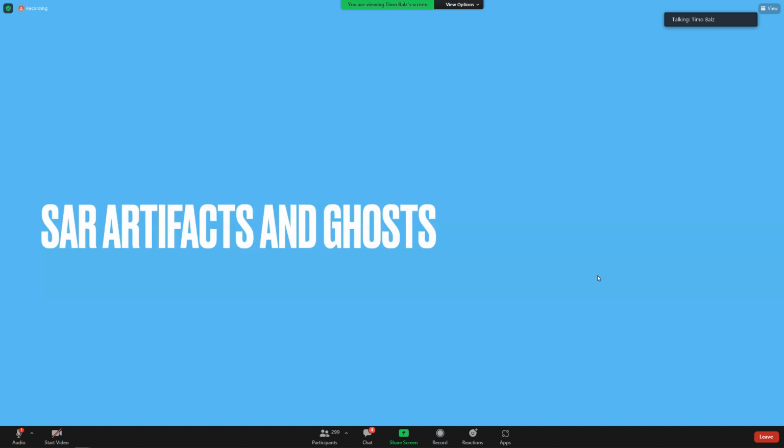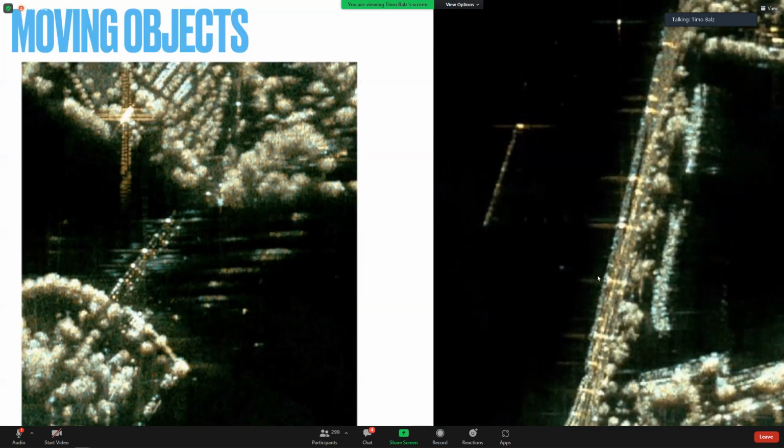Okay. Now let's talk a bit about where we stopped last time with the SAR interpretation, and move on to some more strange effects, some artifacts and ghosts. We didn't really mention that yet. I just showed you the bridge in Wuhan and said these are cars, but I didn't explain it.